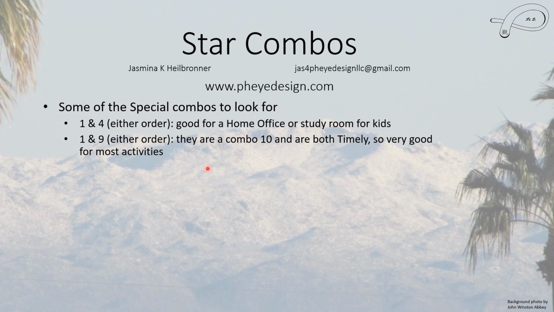Now, there are some special formations or special combos to look for. The 1-4, and it could be 4-1 or 1-4, is good for a home office or a study room for your kids. It's really good for that. And in period 9 at least, and the rest of period 8, 1 and 9 is also quite good. It's a combo 10. They're both timely. So this is generally good for almost any activity. So these are the 2 that I think are the most interesting ones right now.